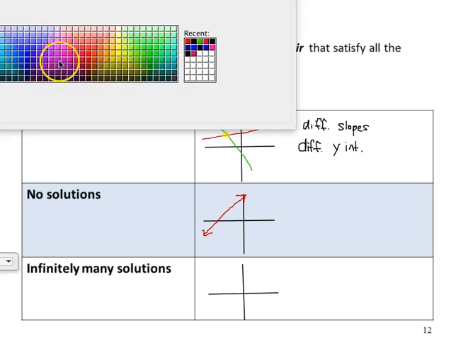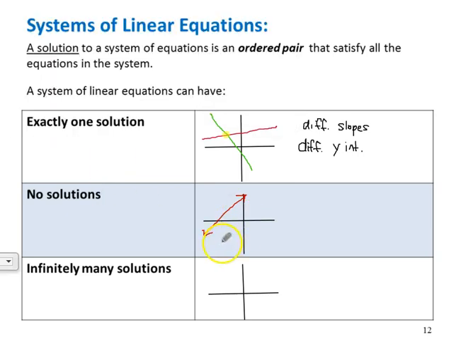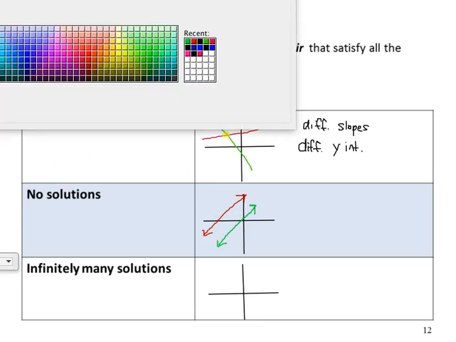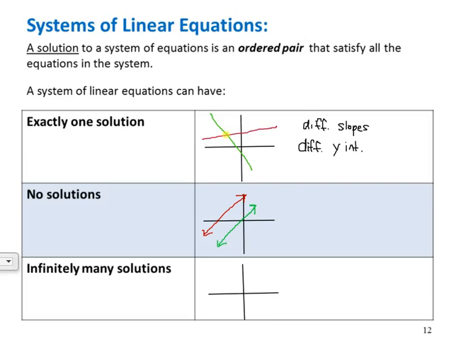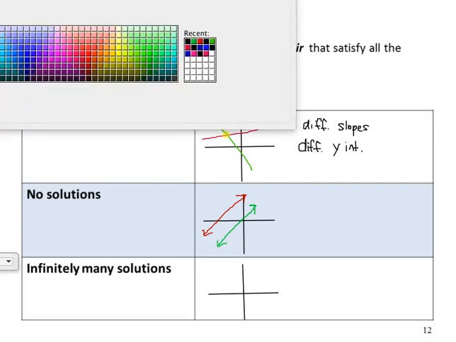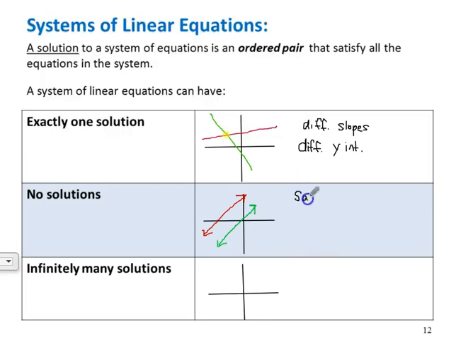What about no solutions? No solutions is going to occur when you graph your lines and they never intersect. And when does that happen? That happens when we have parallel lines. Parallel lines will never intersect. So if you never have an intersection, there's no solution. This is going to happen when we have the same slope, because parallel lines have the same slope. So if you have the same slope but different y-intercepts, you won't have a solution because they're never going to intersect.